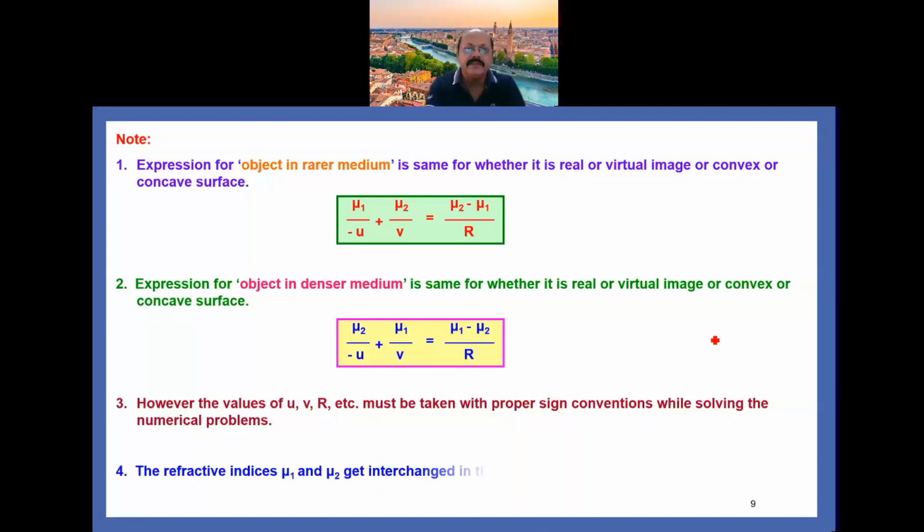Remember these points. And the fourth point is the refractive indices mu1 and mu2 get interchanged in the expressions. So by that you can remember these formulas. As you see here, from rarer to denser, here is the mu1, and here when denser to the rarer medium, mu2. So indices get changed. Here mu2, then here mu1. Here mu2, mu1, mu1, mu2. So this is a way to remember these formulas.